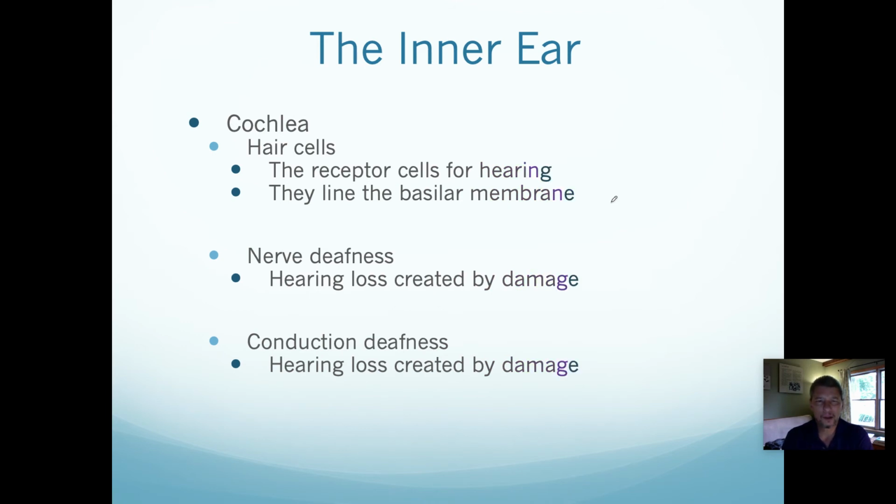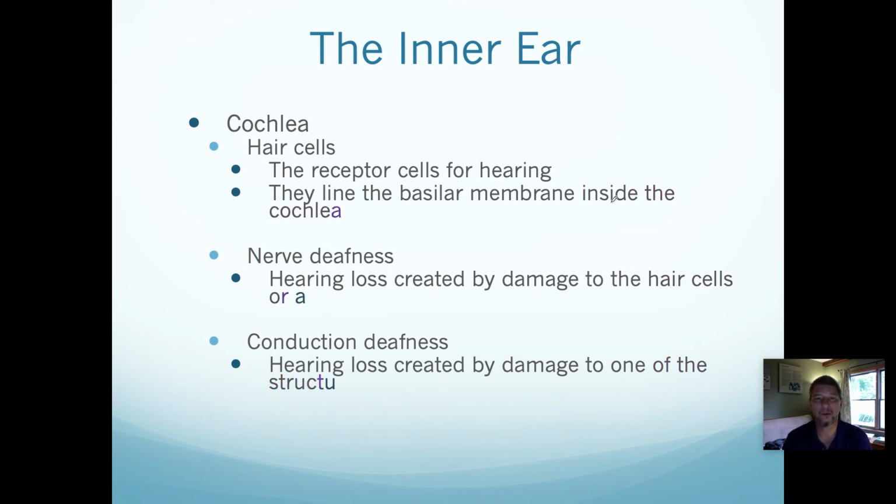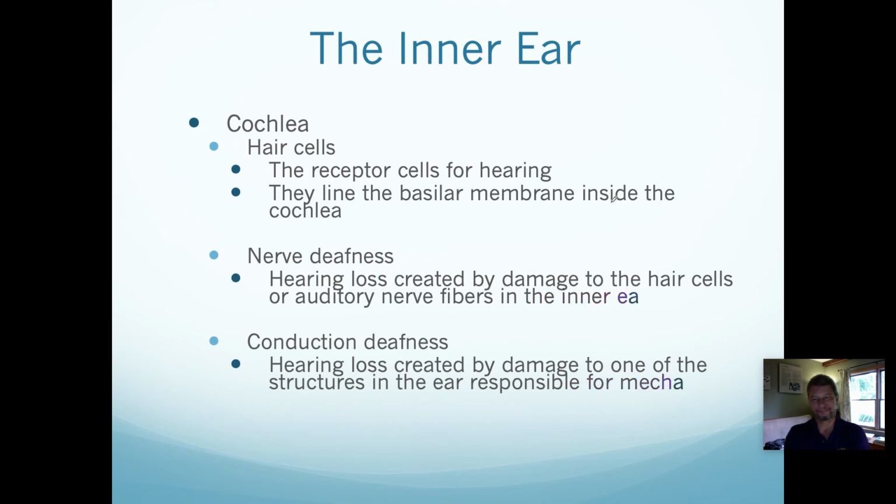The hair cells inside the cochlea are the receptor cells. So just like the cones and the rods are the receptor cells in the eye, the hair cells inside the cochlea are the receptor cells for hearing, and they line the inner membrane of the cochlea. We drew that in the slide a few moments ago.